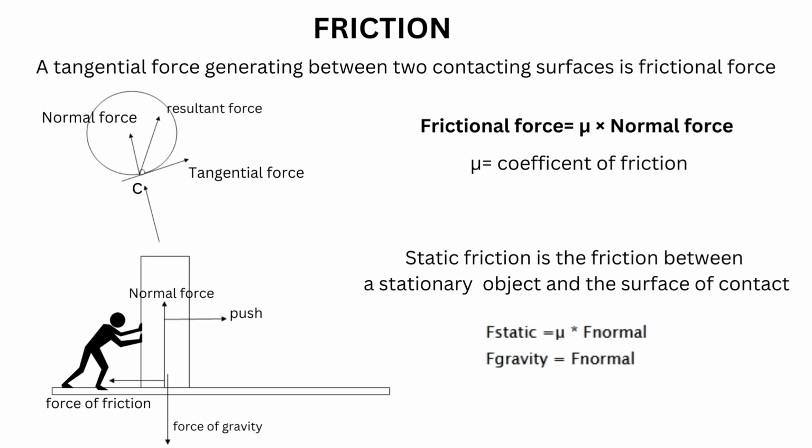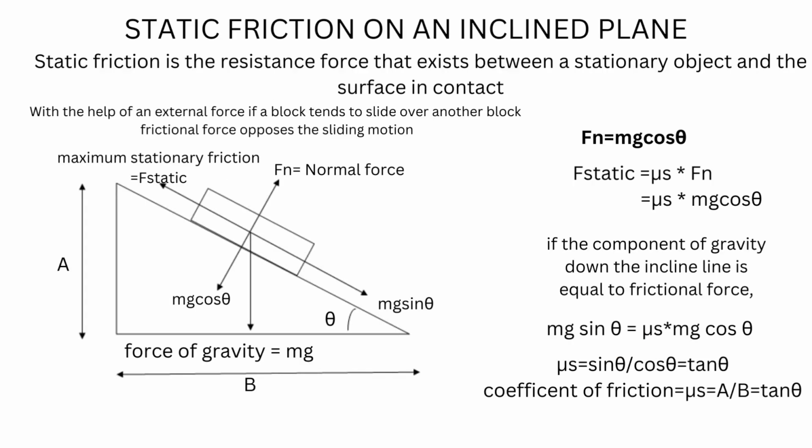There are two main types of friction, that is static friction and kinetic friction. So static friction is a friction between a stationary object and the surface of contact. So static frictional force is equal to static coefficient of friction times normal force, and normal force is gravity here in the second example. Now let's see static friction on an inclined plane.